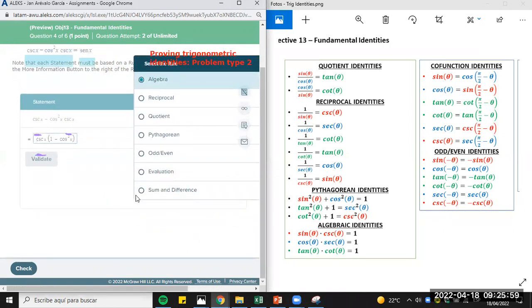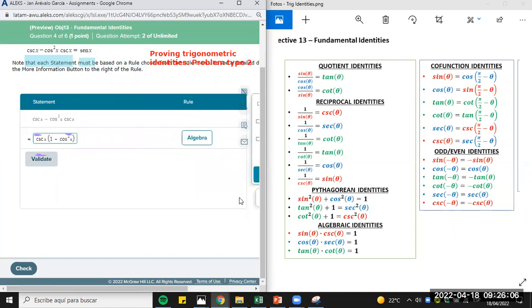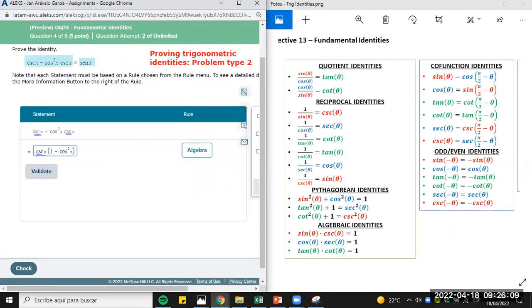Okay, let me fix this. What happened? Oh, okay. Wait a second. This doesn't look so good. Okay. So validate before continuing.